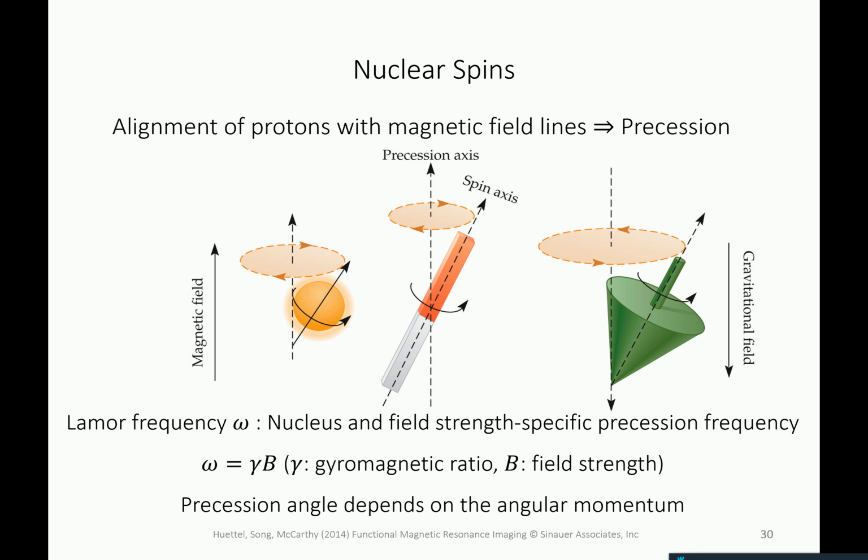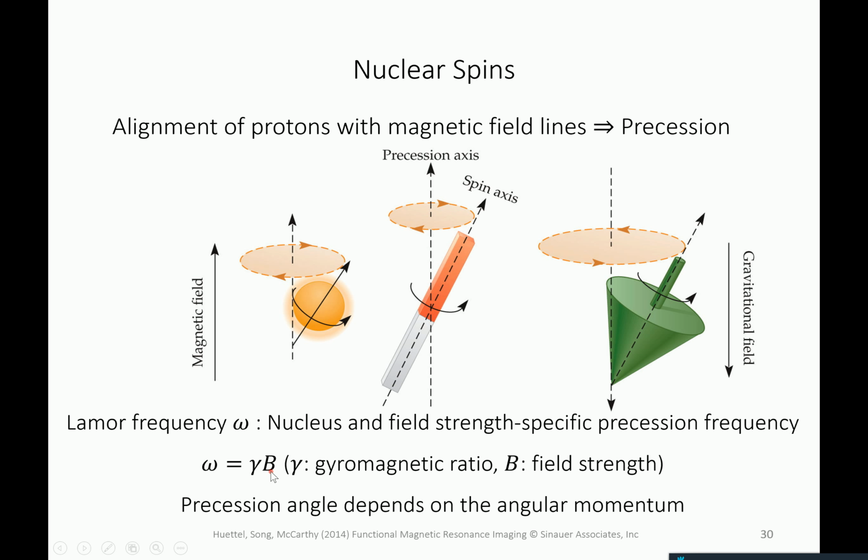In terms of the terms that we need for magnetic resonance imaging, these things are important because this precession that happens, and I will show you what precession really means in a second, happens at a specific frequency. And this frequency is determined by the field strength.